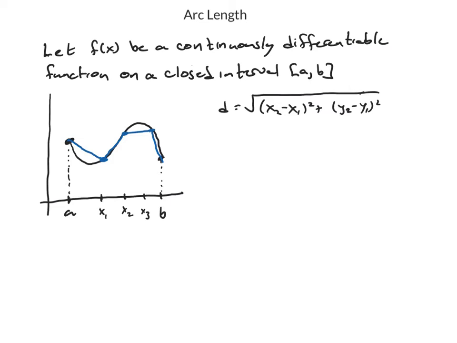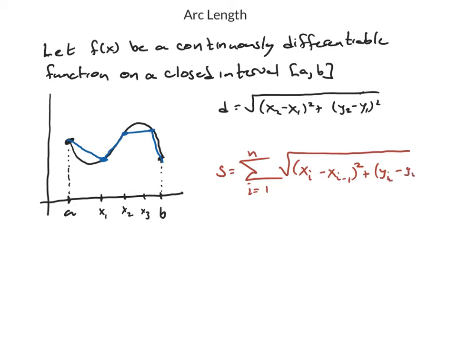The notation we use for arc length is lowercase s. So in this case, s is just going to equal the sum as i goes from 1 to n, whatever that partition happens to be, of the square root of x sub i minus x sub i minus 1, that thing squared, plus y sub i minus y sub i minus 1, that thing squared. If I add that up, this should be approximately equal to that.